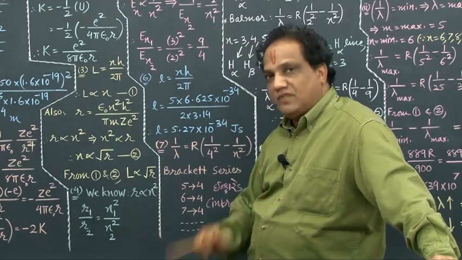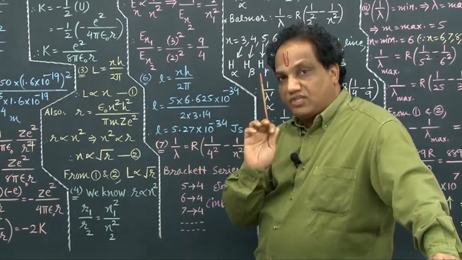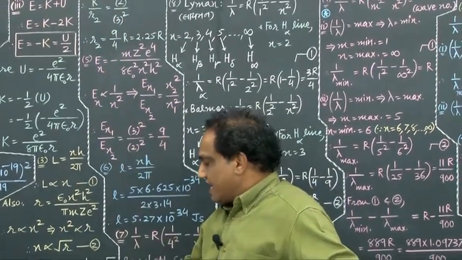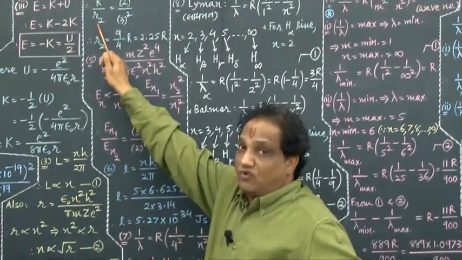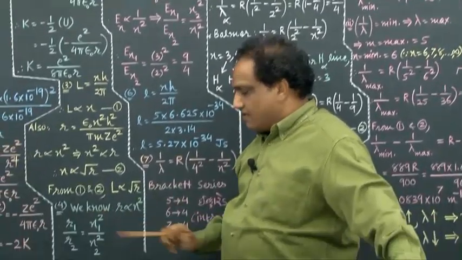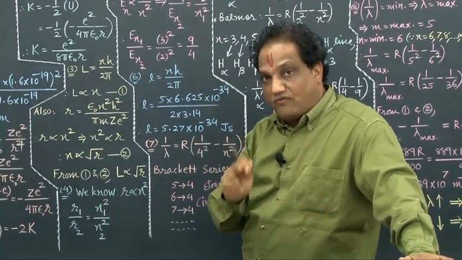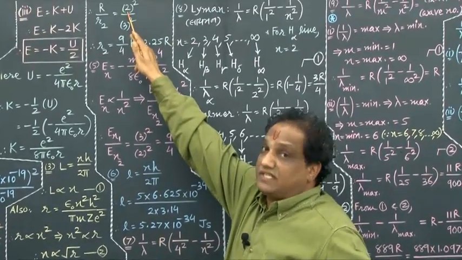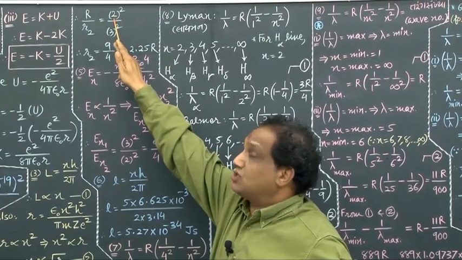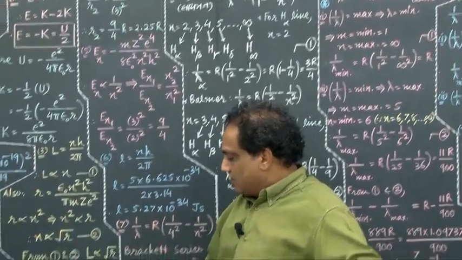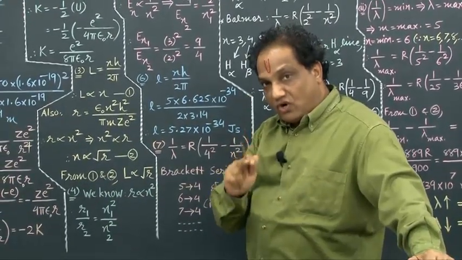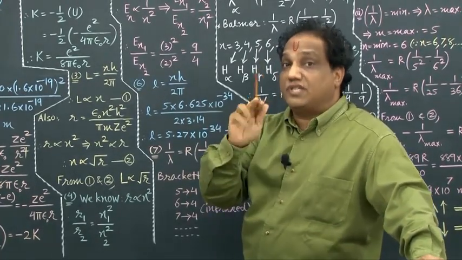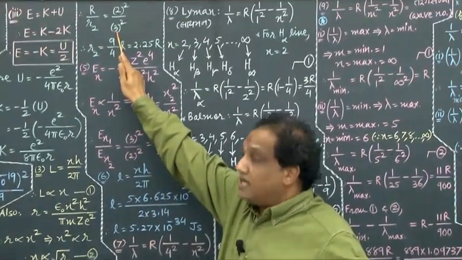What is R1? First value of radius of orbit, which is given to us as capital R. Second value of radius of orbit we want to find out. What is n1? First value of order of orbit, which for first excited state you must take as 2. What is n2? Second value of order of orbit, and for second excited state that value is 3. So I am writing here 3.